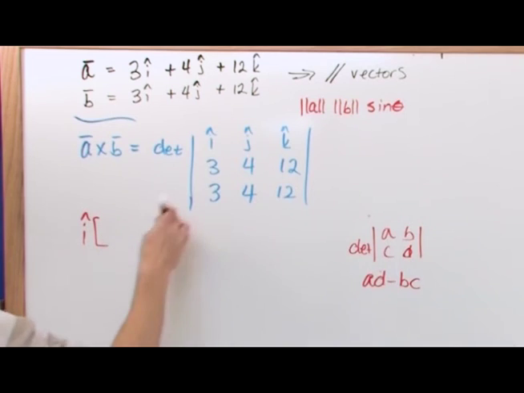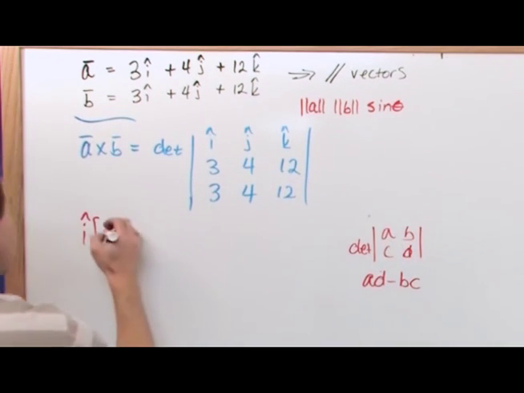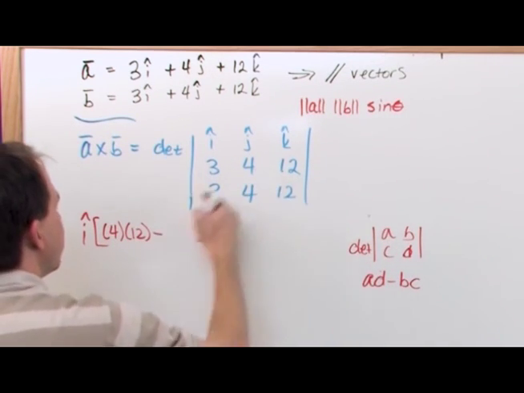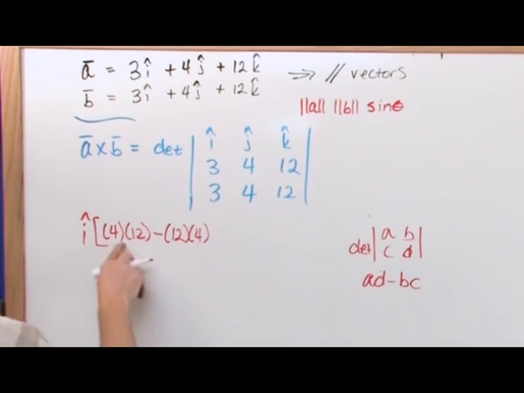Okay, so inside the brackets, I'm going to cross out this column here and cross out this column and work on this. 4 times 12 minus 12 times 4. Okay? Now, it's no secret that this is going to give you a 0 in the middle here. But I'm just doing it to show you rigorously how to actually tackle it.